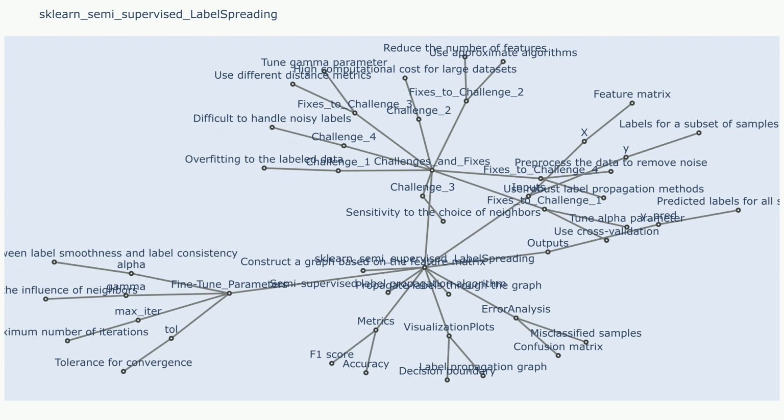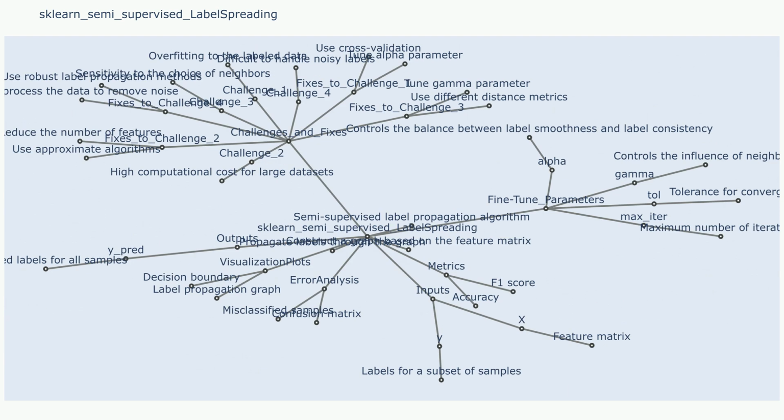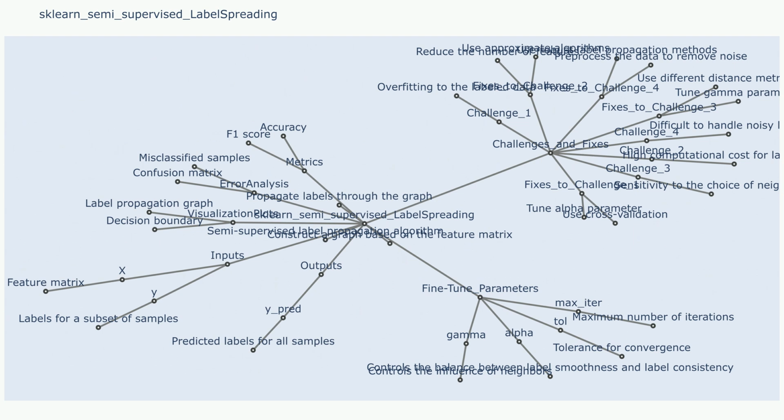Iterative label propagation. The algorithm iteratively updates the labels of unlabeled data points by propagating the labels of their neighbors. This process continues until convergence, meaning that the labels of unlabeled data points no longer change significantly. Accuracy. The accuracy of the model is evaluated by comparing the predicted labels of unlabeled data points to their true labels. This metric measures the percentage of correctly classified unlabeled data points.